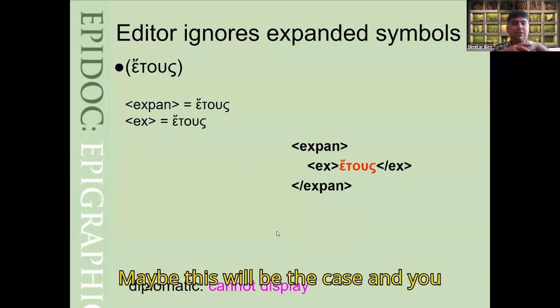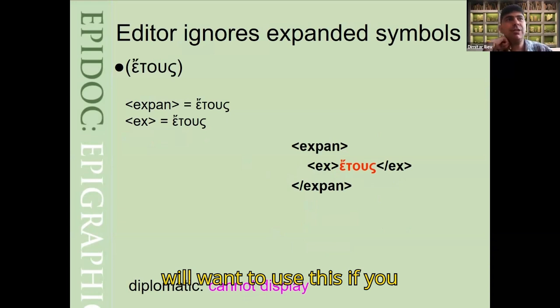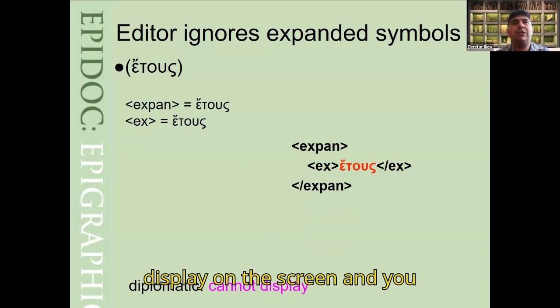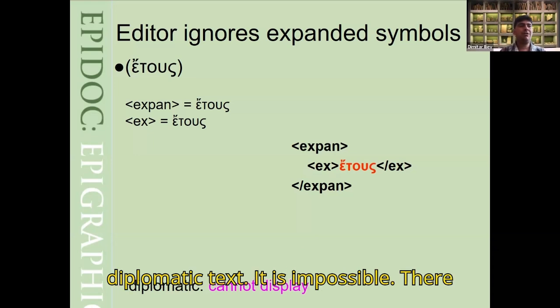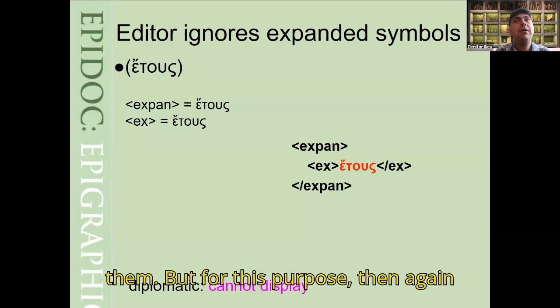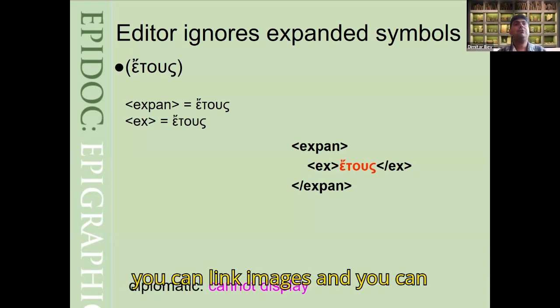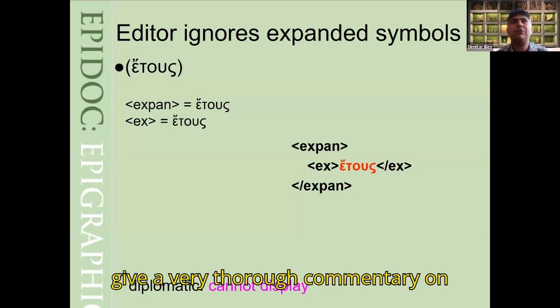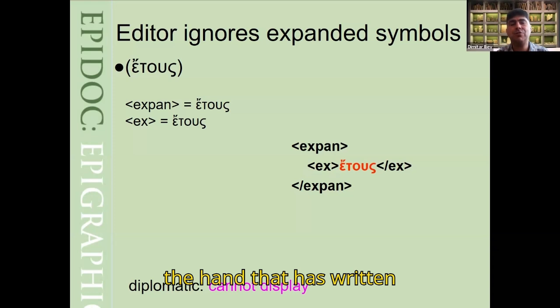Maybe this will be the case, and you would want to use this if you have some symbols which will be technically very hard to display on the screen, and you don't want to display them in your diplomatic text. It is impossible. There are no Unicode symbols that would display them. But for this purpose, then again, you can link images, and you can give a very thorough commentary on the hand that has written it and its paleographic peculiarities.